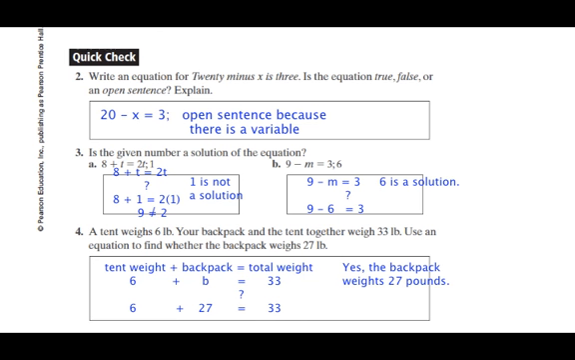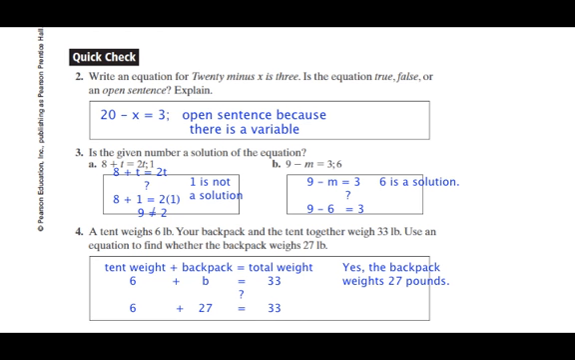For number 4, a tent weighs 6 pounds. Your backpack and the tent together weigh 33 pounds. Use an equation to find whether the backpack weighs 27 pounds. You can start with a verbal model. The tent weight plus the backpack equals the total weight. We know the tent weight is 6. We have no idea how much the backpack weighs, and the total weight is 33.